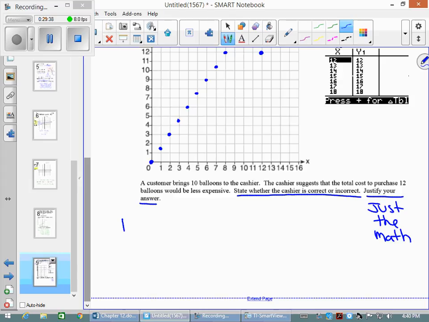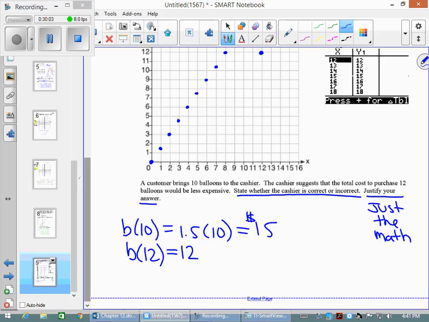So if I figure that out, 10 times 1.5 is going to cost me $15. If I want to think about what 12 balloons would cost, this is what the cashier is suggesting, that would go into the function b of x equals x. So b of 12 would just equal 12. So the cashier is correct. $12 is cheaper than $15, so we just need to indicate yes, the cashier is correct.